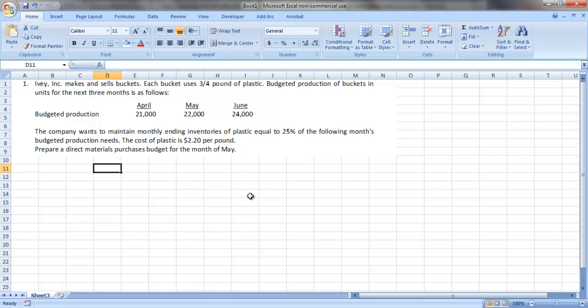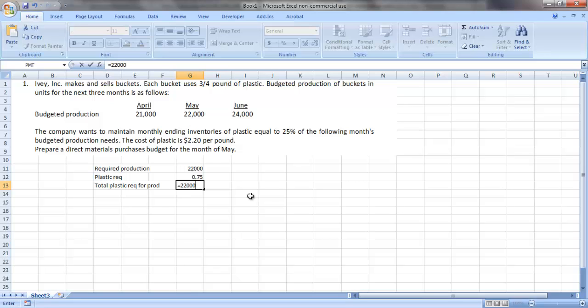So in terms of coming up with a number for direct material requirements, we always want to start with our required production for that period. We know that in May we're going to produce 22,000 buckets. Each bucket requires 3/4 pound of plastic to produce. So our total plastic required for production is the product of those two numbers, or 16,500 pounds of plastic.